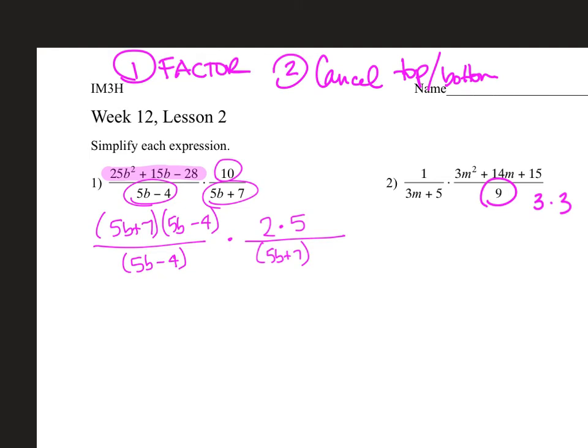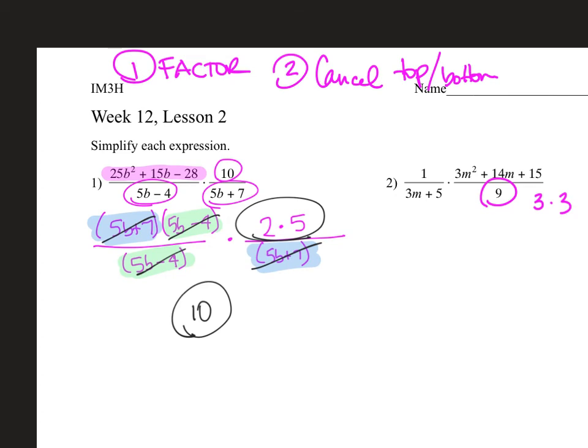So I did step 1. I factored everything. Next is the canceling step. If you'll notice, this is on the top and this is on the bottom, and they're identical, which means I get to cancel them out. Likewise, this is on the top and this is on the bottom, and they are identical, so I can go ahead and cancel those out. So now the only thing that I haven't crossed out is this, and 2 times 5 equals 10, and that's the answer to number 1.